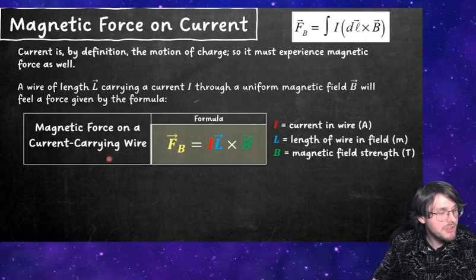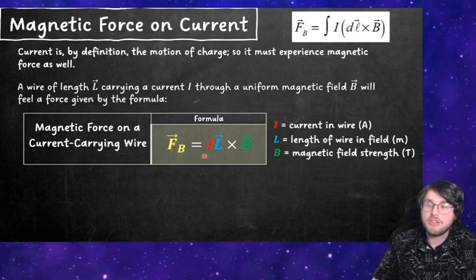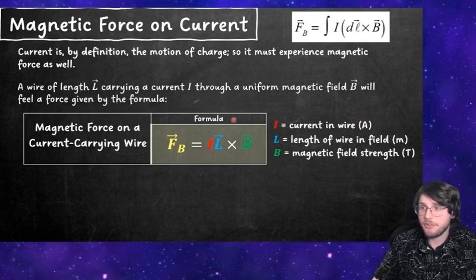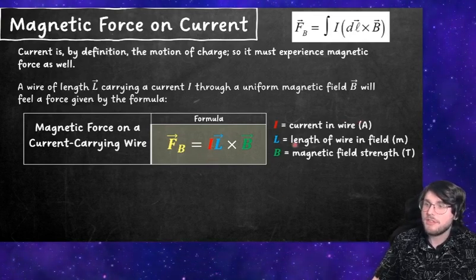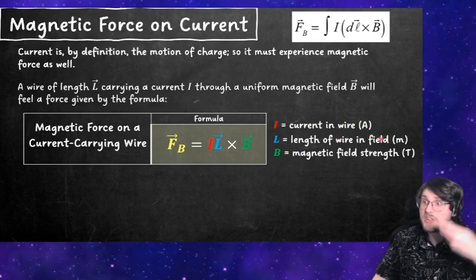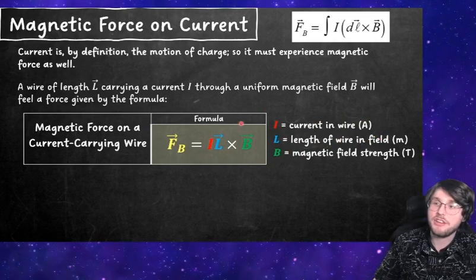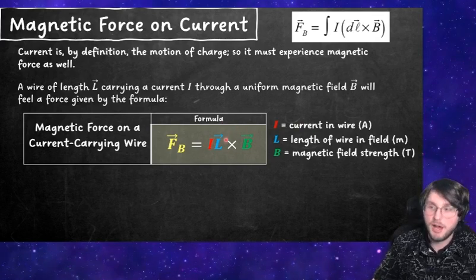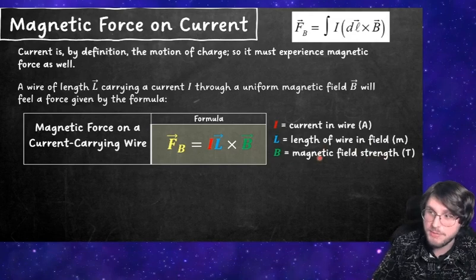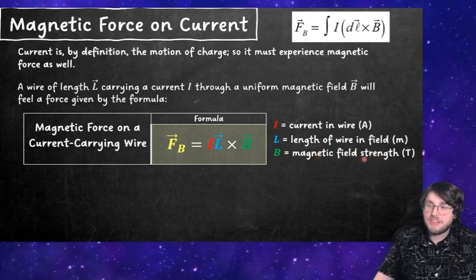So the magnetic force on a current carrying wire is the current I, which is given in amps, times the length of wire in the field, specifically in the field. If it's outside of the field, it will not experience a force. And interestingly, the length of the wire is cross-producted with the magnetic field strength, with the magnetic field also being a vector. And that's given in Teslas.